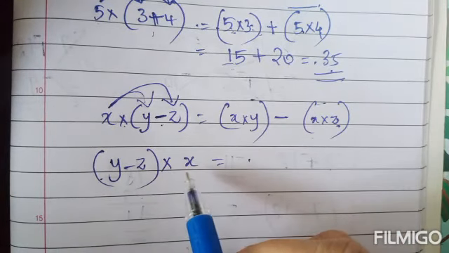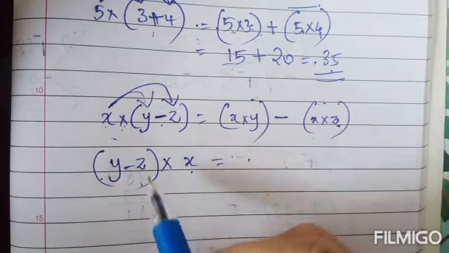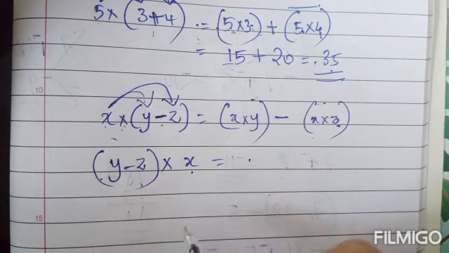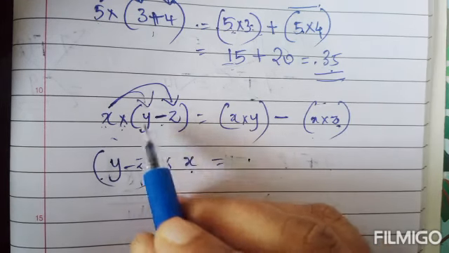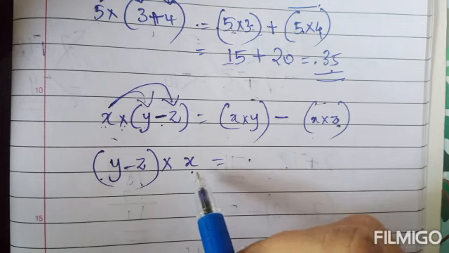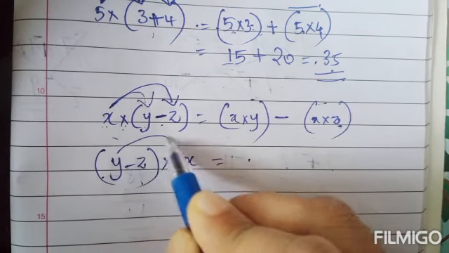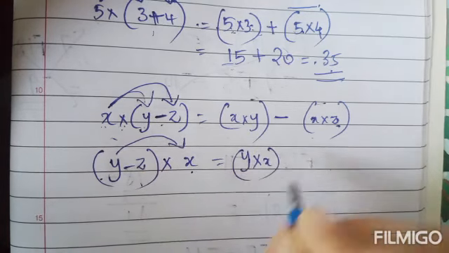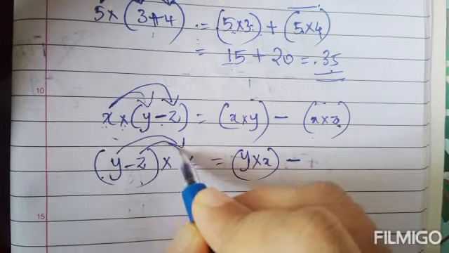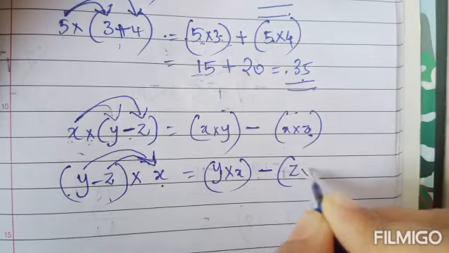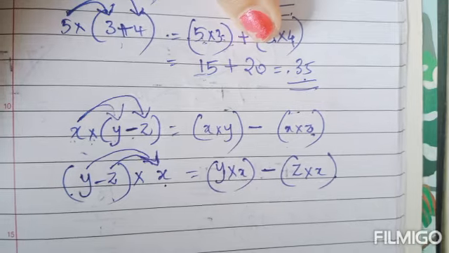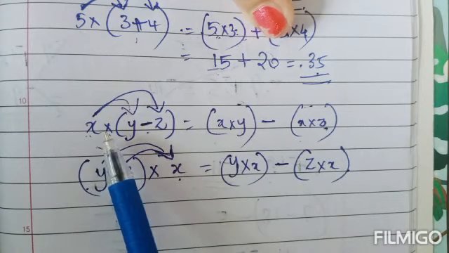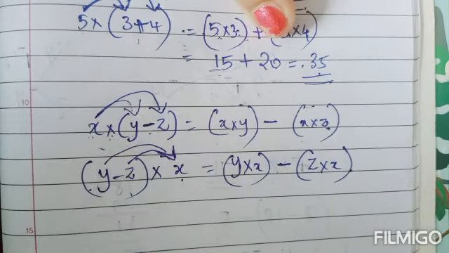That means (y minus z) into x, both are the same. x into (y minus z), we can write it in this way also: (y minus z) into x. 2 into 5 and 5 into 2 are the same. Similarly, x into (y minus z) and (y minus z) into x are the same. Okay, so here also we can use the distributive property. Y into x. Here the sign is minus, so put a minus sign. Now z into x. Okay, this is the distributive property of multiplication over subtraction.